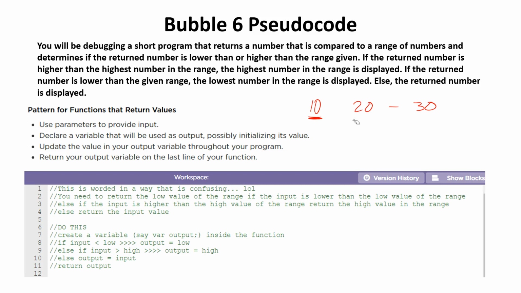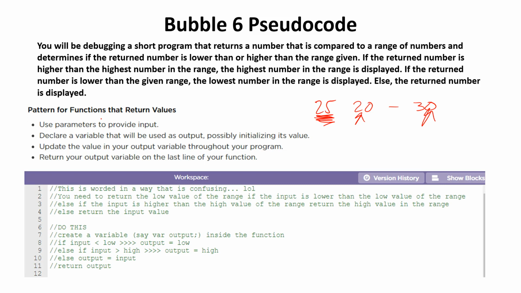If you had the number 45, it's not less than 20, but it is greater than 30. So if it's greater than 30, then you're going to print this number. If it's somewhere in the middle, and it's not less than this or greater than this, then you print this. That took me forever to figure out what they were asking to do. So that's what they're asking to do.